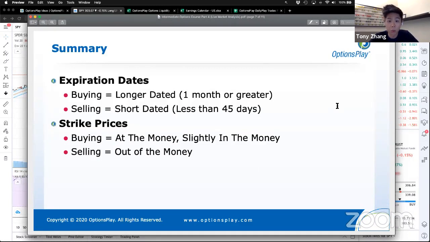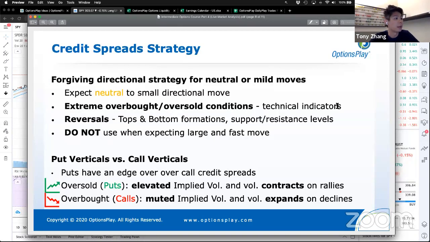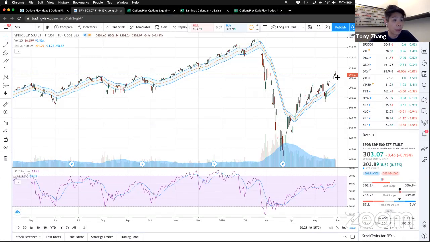So I welcome any questions on that front in terms of expiration dates and strike prices. And we also talked about selling credit spreads, which, if you think about the current market environment, today might be a day where you might want to sell some call credit spreads to look for a move to the downside. And when you do touch that 20-day moving average, that might be a good time to sell a put credit spread.